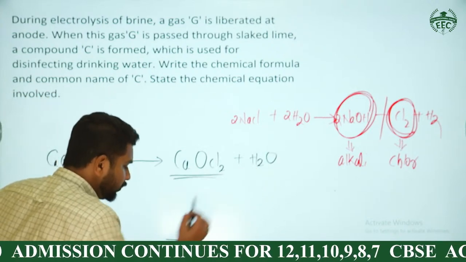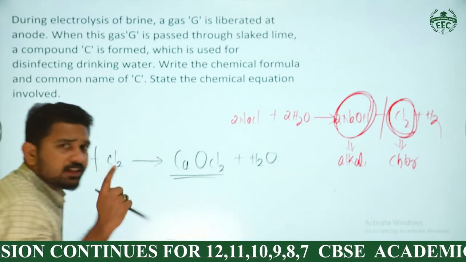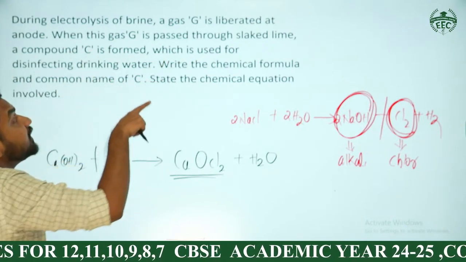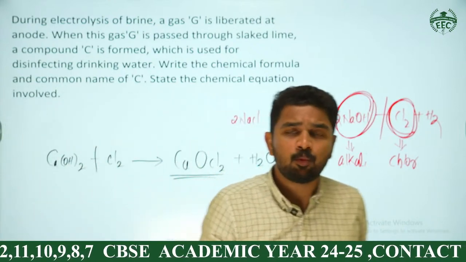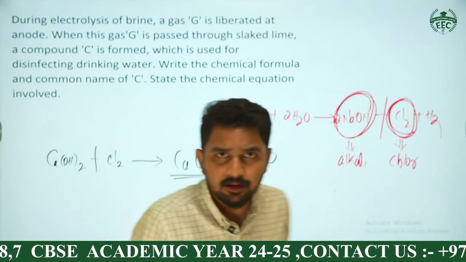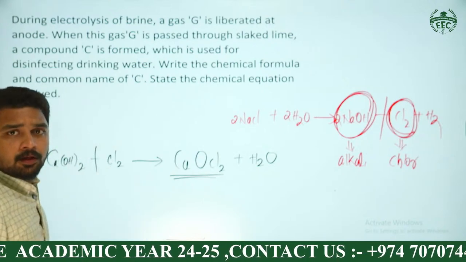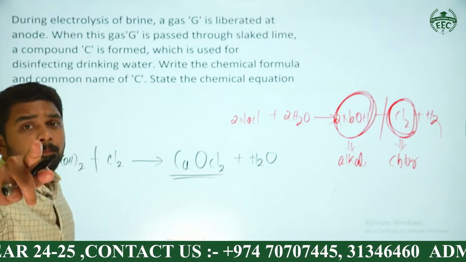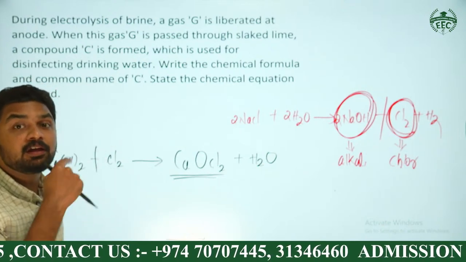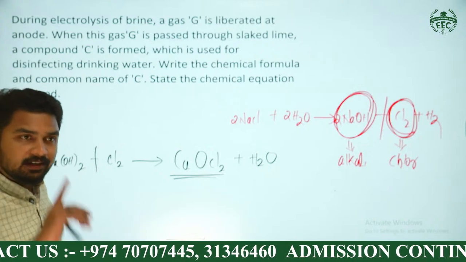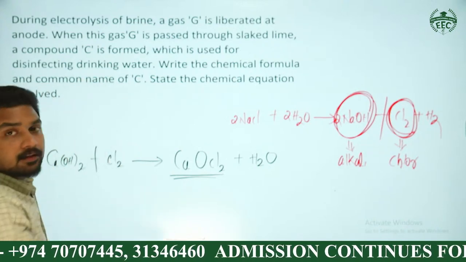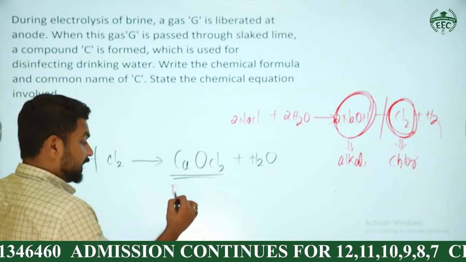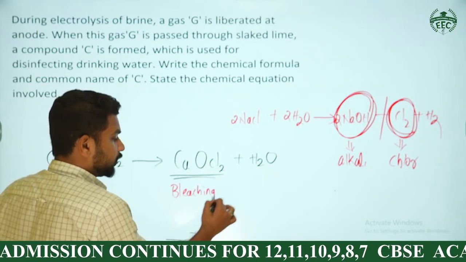And what is CaOCl2? Guys, listen. It is the compound C, which is used for disinfecting drinking water. We are using it here in this institute also. What is that compound C? It is nothing but bleaching powder. For purifying water, you need bleaching powder. It is a disinfectant. It will kill the germs in drinking water. Now you have finished the bleaching powder topic also.